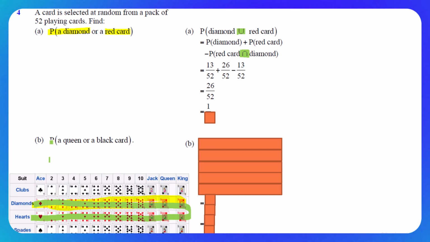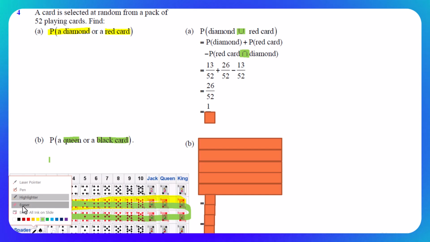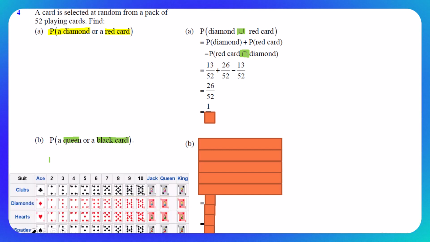Okay, let's go to part B. We want a queen or a black card. So we're going to count our queens. Let me erase what I've highlighted so we can see it clearly. And then we'll start over again by highlighting.